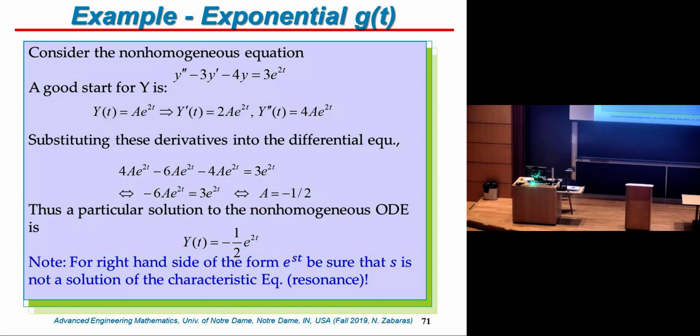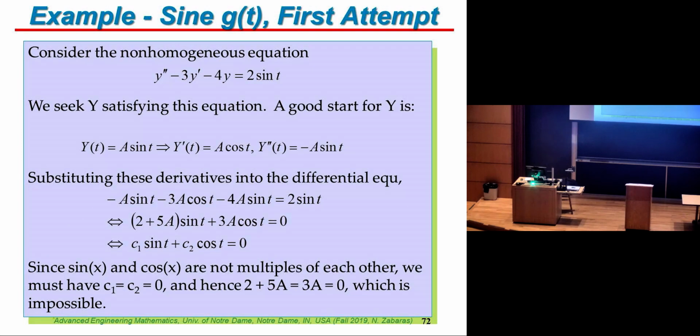Constant coefficients again. So some constant times e to the 2t. So a e to the 2t, if we plug in all the derivatives, there is the solution. Done. Okay? How about this?